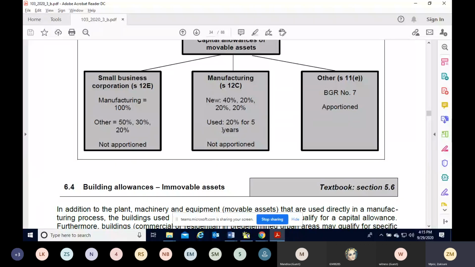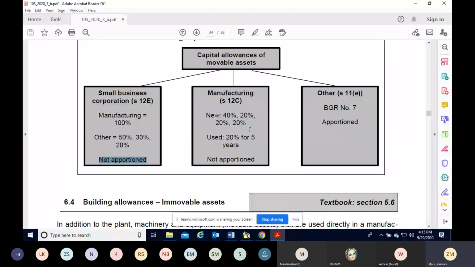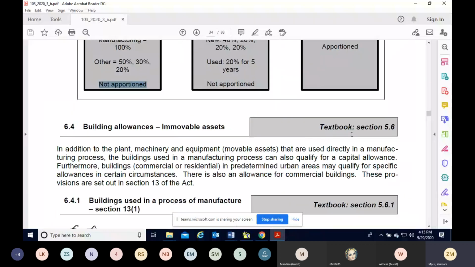Remember, 12C is not apportioned, so it's per annum. It does not matter whether the asset is bought 1 day before the year end, you claim 100%, as long as it's within that year. So the apportionment does not apply to 12E and 12C, and only Section 11E is apportioned.